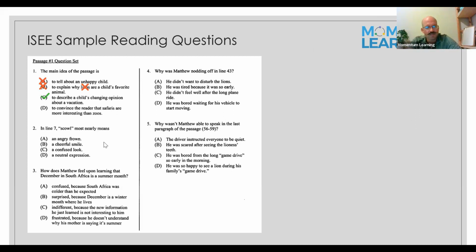Good. Let's look at the question on line 7, scowl most nearly means. Now, should I even attempt to answer this without looking back at the story? The answer is no. Very clearly no. If they give you the story, then you should be using the story to help you out. So let's take a look at line 7 of the story.